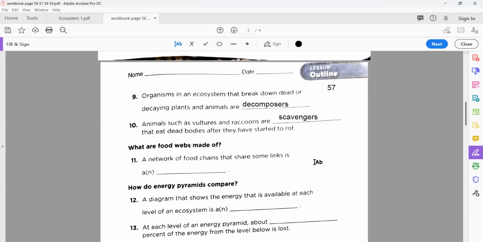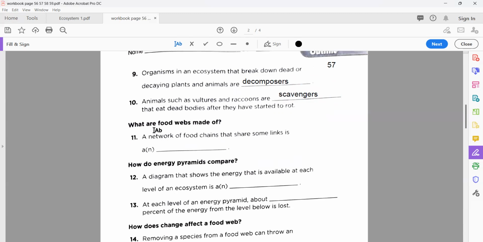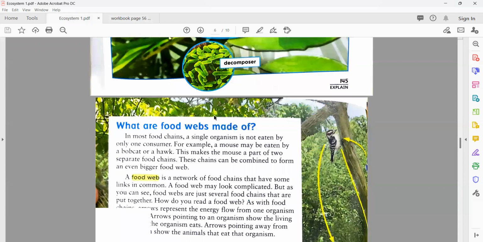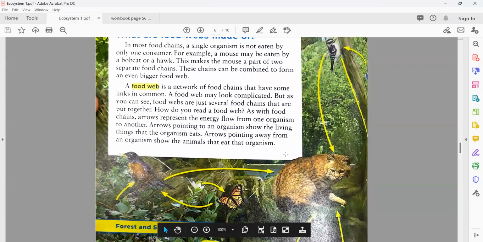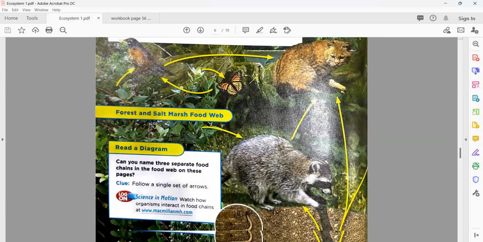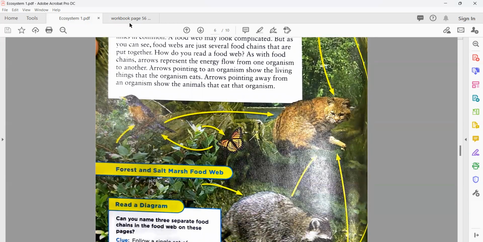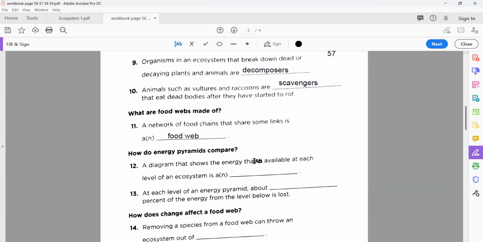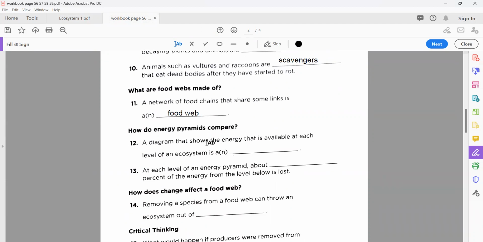Now, the second part here: what is a food web made of? You know very well it is a network of food chains that share some links. Look here at the food web. Before we start, you can see how the arrows are going and interacting from one animal to another, and from the producer to the consumer. So what do we call this? That is your food web.